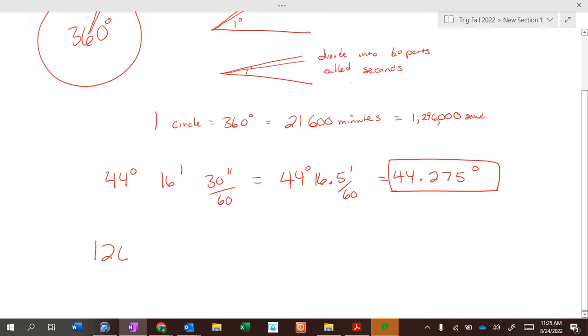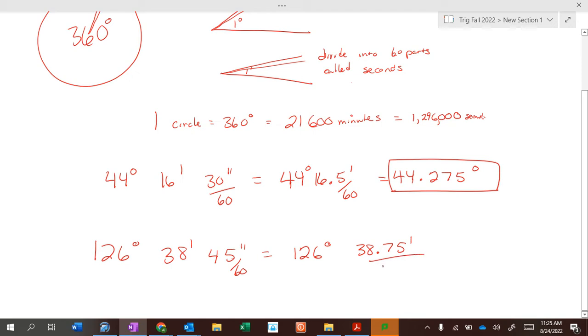Let's say we have 126 degrees, 38 minutes, and 45 seconds. What's the first thing we're going to do? Take 45 divided by 60. 45 divided by 60, which is 0.75, right? So it's 126 degrees, 38.75 minutes. We just tacked the seconds part onto the minutes as a decimal.